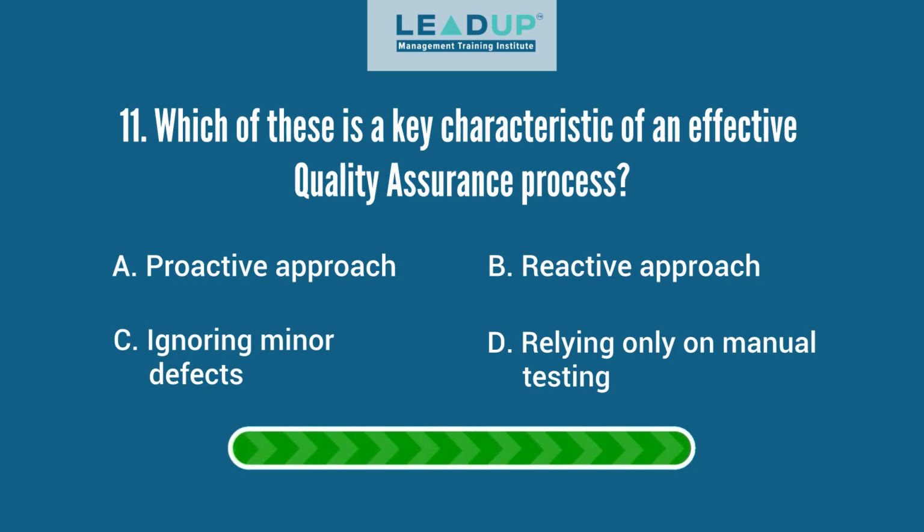Question 11. Which of these is a key characteristic of an effective quality assurance process? A. Proactive approach. B. Reactive approach. C. Ignoring minor defects. And D. Relying only on manual testing. The answer is proactive approach.